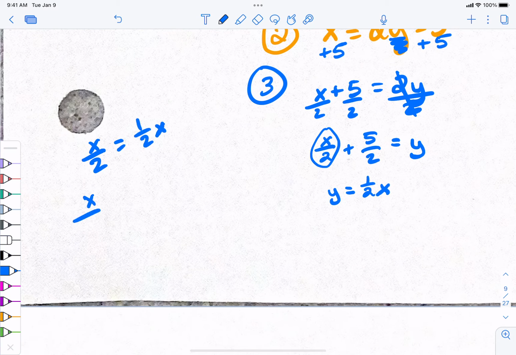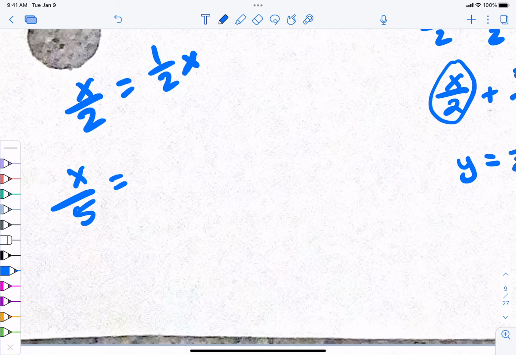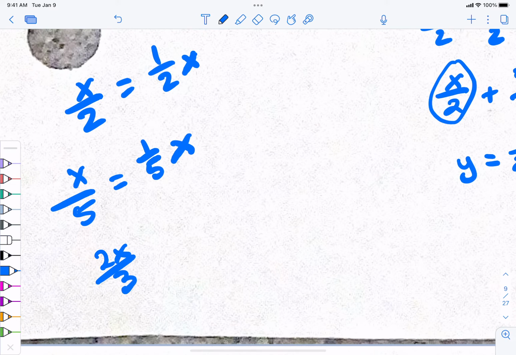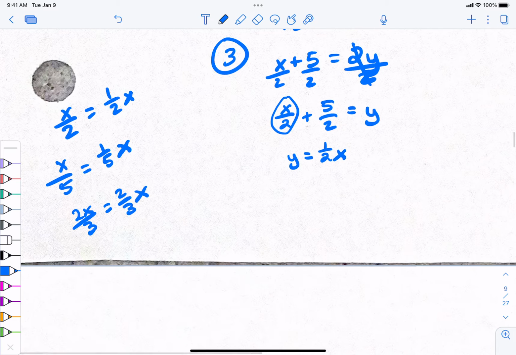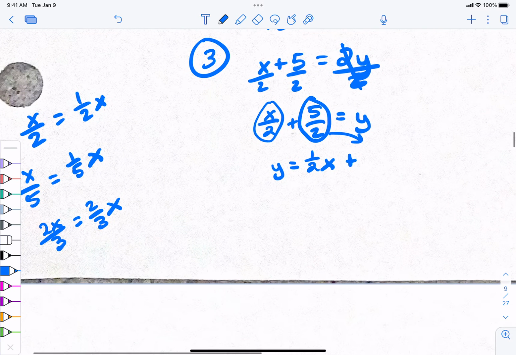What about x over 5? What's that look like? It'd be 1/5 x. What about 2x over 3? 2/3 x. You just slide the x off to the side, right? Okay, and you write that fraction, so that helps us a little bit. Plus 5 over 2 becomes, let's write it as a decimal, 2.5. 5 over 2 is 2.5. Okay, this is my function now.